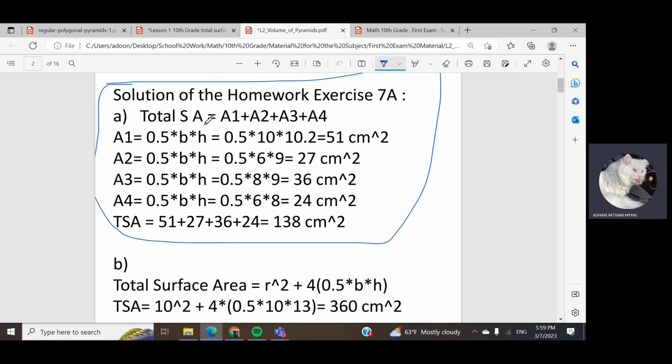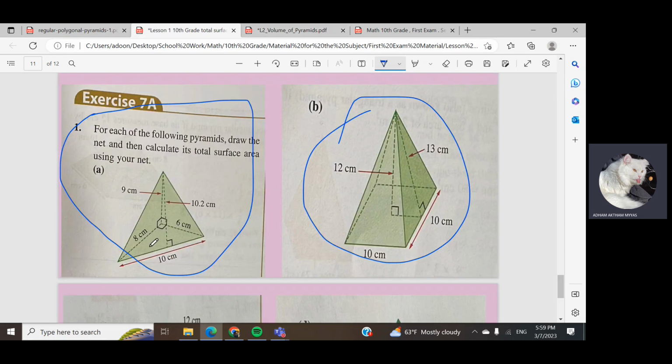We can see that I calculated each area separately. Area 1 is half base times height, the normal area of the triangle. Half, the base is 10, the height 10.2. What am I talking about? I'm talking about this base. So the base is 10, the height is 10.2.